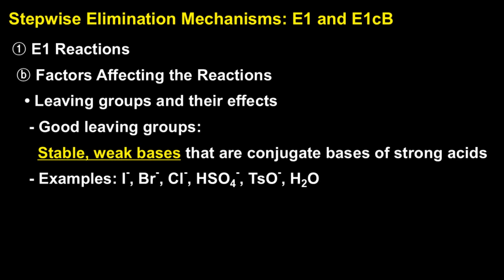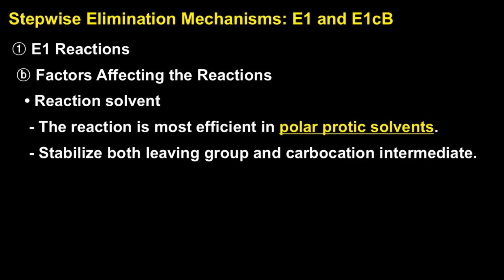It just means the group can break away more easily, which helps kick off the mechanism. Most good leaving groups are weak bases, usually the conjugate bases of strong acids. Some common examples include iodide, bromide, chloride, hydrogen sulfate, tosylate, and water. These species are stable on their own, so once they leave, they don't come back, and that makes elimination more favorable. Let's take a look at the role of the solvent.